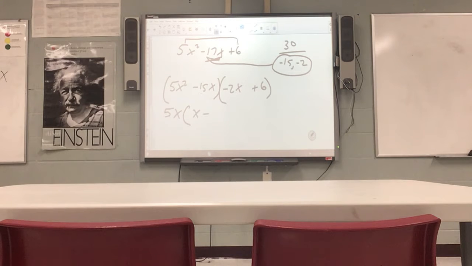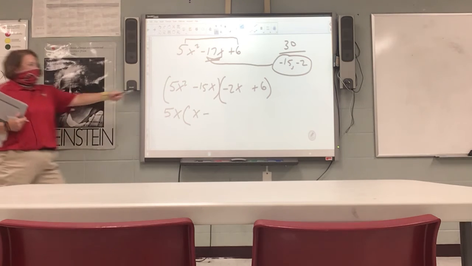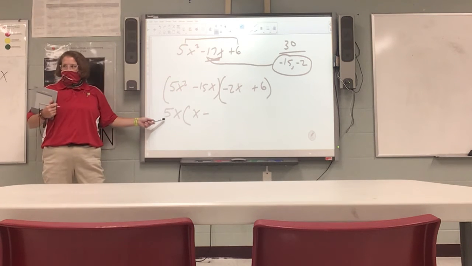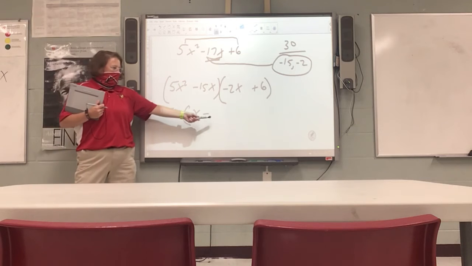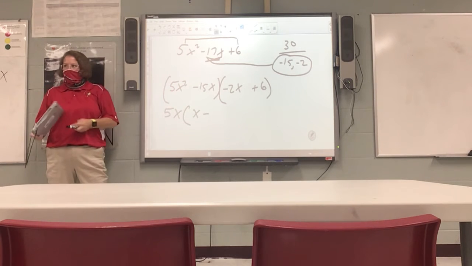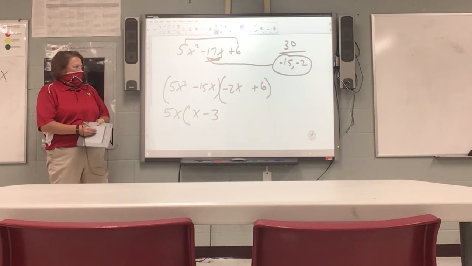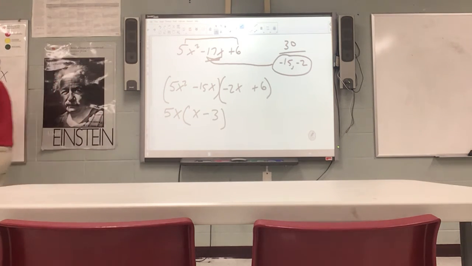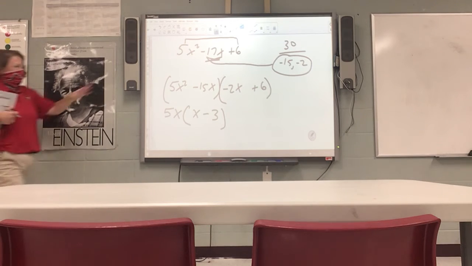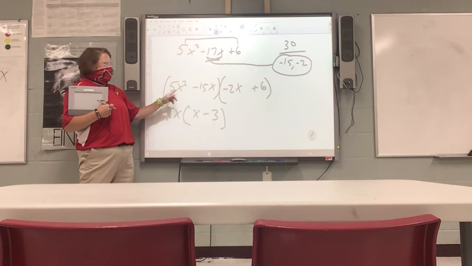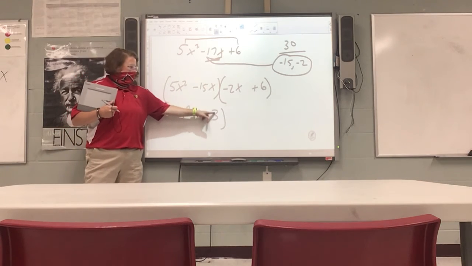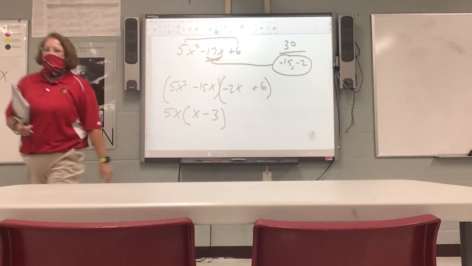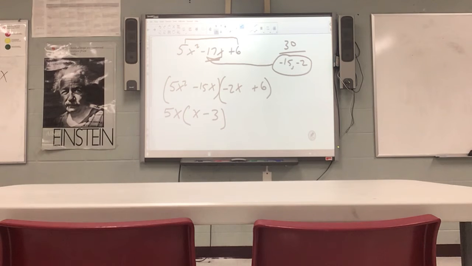Bring down your minus sign. Now it was a 15x, but we factored a 5x out. So what would be left to go here? What's 15 divided by 5? And we took the whole x out, so you're done with that one. Now you can do a little mental check there, to make sure you haven't messed anything up. 5x times x. Yeah. 5x times negative 3. Yeah. Okay, so now we need to take the GCF out of the second parentheses.